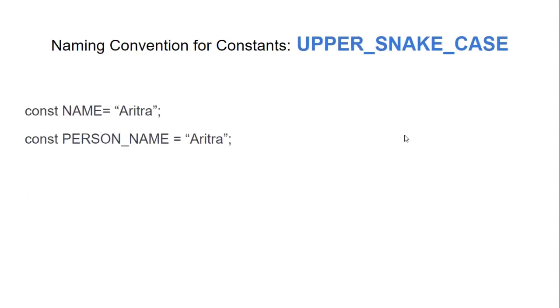So what should be the naming convention for constants? It should always be upper snake case. It will denote that we are declaring a constant here, so it will make it easier to understand our code.